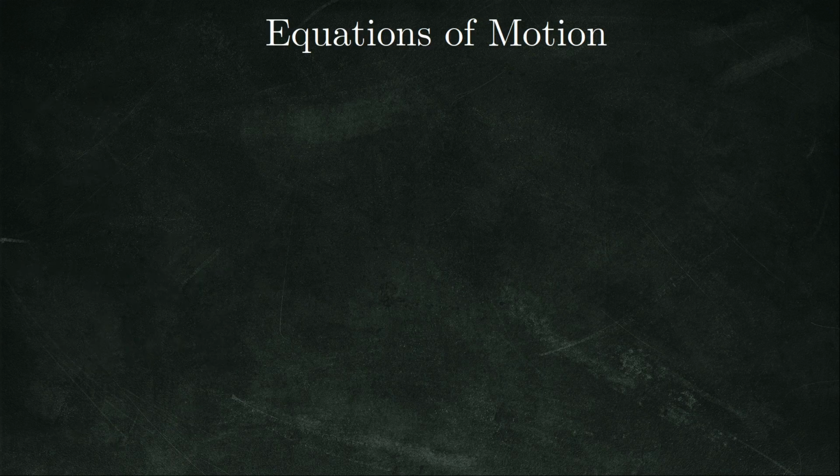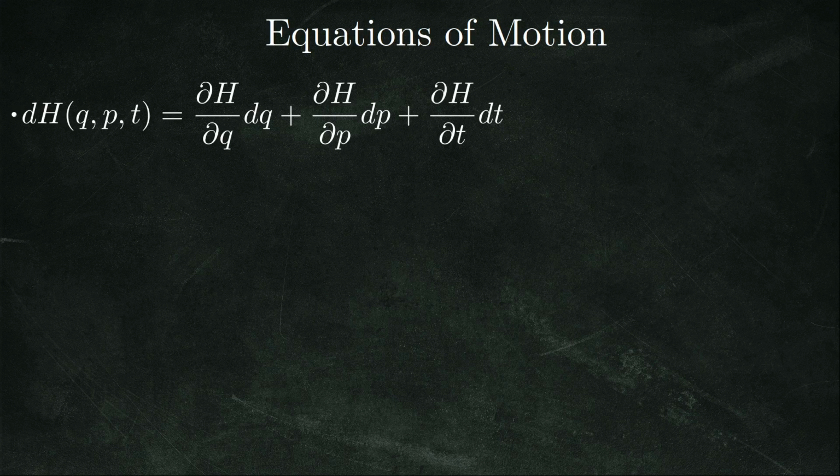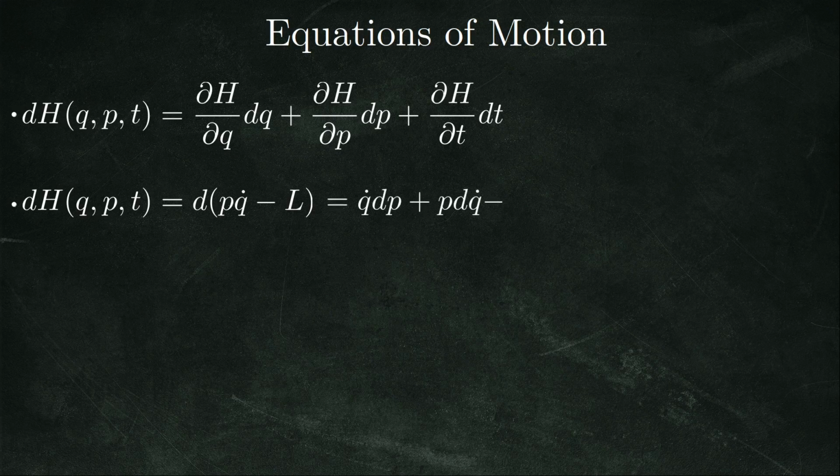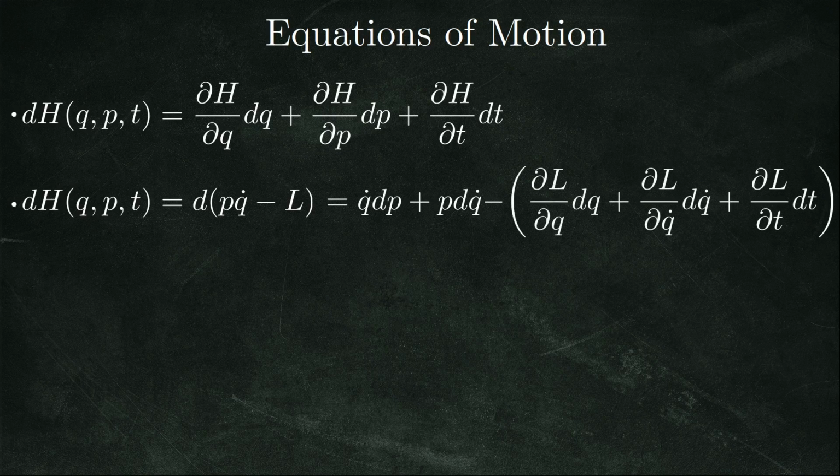We are now going to derive the equations of motion. So we start off with the Hamiltonian in differential form. So we've taken the differential of the Hamiltonian and rewritten it in terms of partial derivatives. We can also take the differential of the Hamiltonian in terms of the Legendre transform, like we did at the start of the lesson for other Legendre transforms. We can now expand this using the product rule. We have q dot dp plus p dq dot, take away the differential of the Lagrangian.